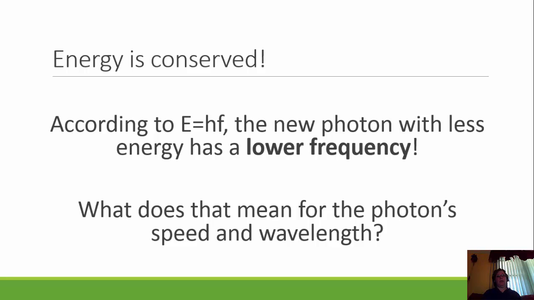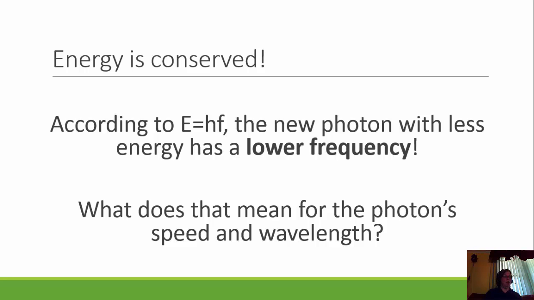According to E equals hf, according to that relationship between energy and frequency, if a new photon has less energy, it has to have a lower frequency. Remember, h is a constant and that doesn't change no matter what. So if it has less E, it has to have less f. They're directly proportional. Now, what does that mean for the photon's speed and wavelength?